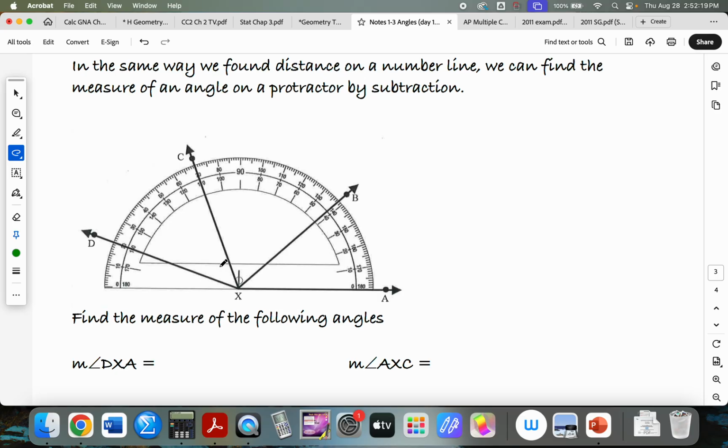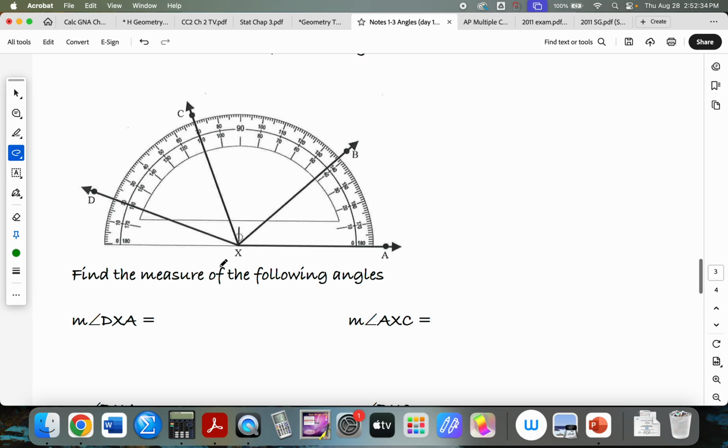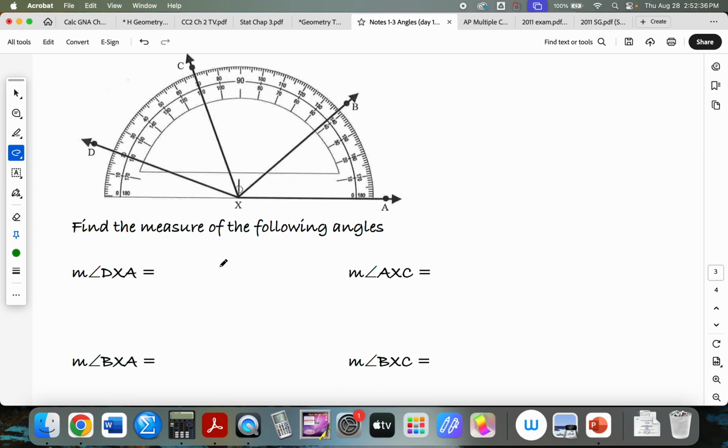So on your test, you did ones where on a number line, you found the length of a segment by subtracting the two coordinates. We can do something very similar to find the measure of an angle. Let's take a look.